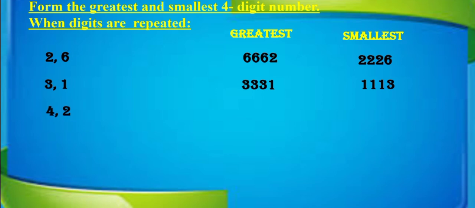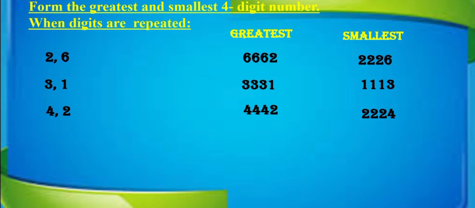4, 2. So for the greatest number, which digit do we have to repeat? 4, we have to repeat 2 more times. So 42 you will get, but 4 you have to repeat 2 more times. So 4442. And for finding the smallest number, the smallest digit is 2. So you have to repeat 2 more times. So 2224.